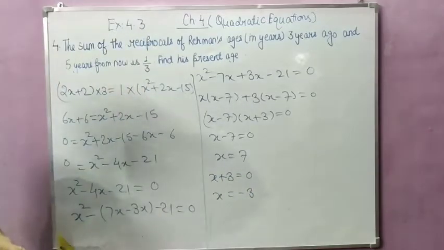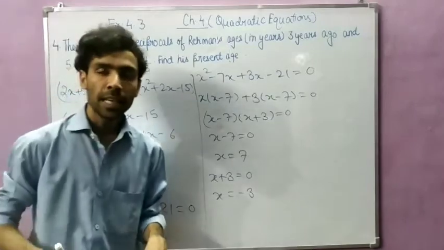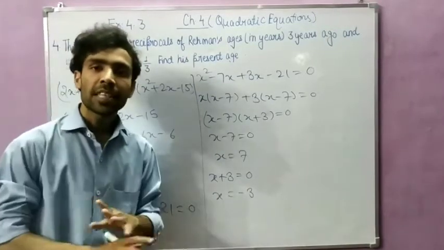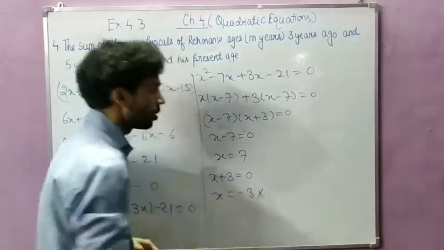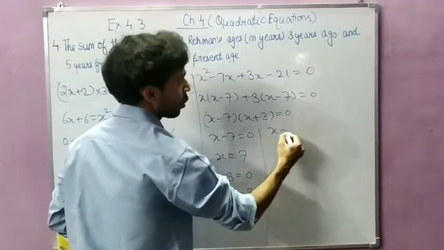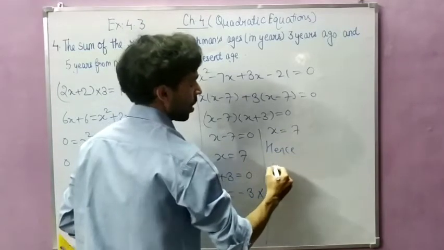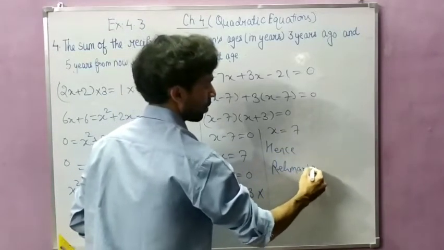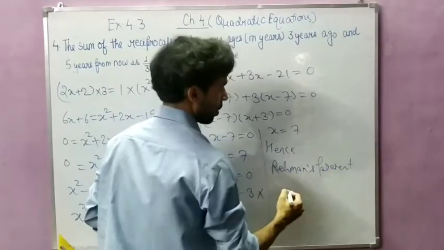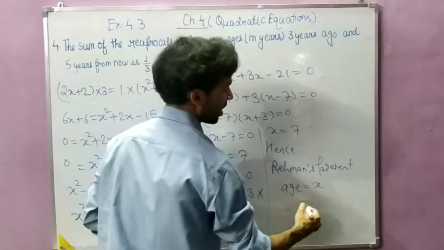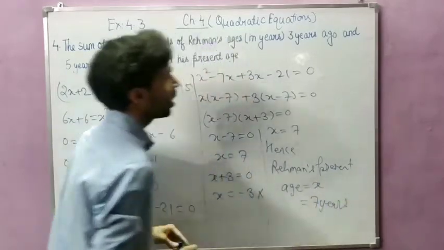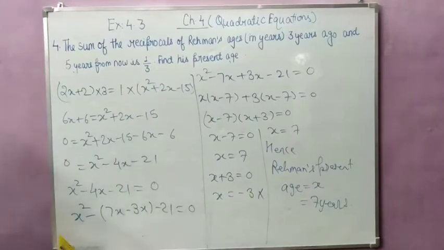Now student, what was x? X was the present age of Rahman, and we all know that age cannot be negative. So this value we cannot take. So what will be the value of x? So x will be equal to 7, hence Rahman's present age is equal to x, that is 7 years. So that will be the answer of question number 4 of exercise 4.3. Okay, 7 years. Very simple it is. I hope you have understood.